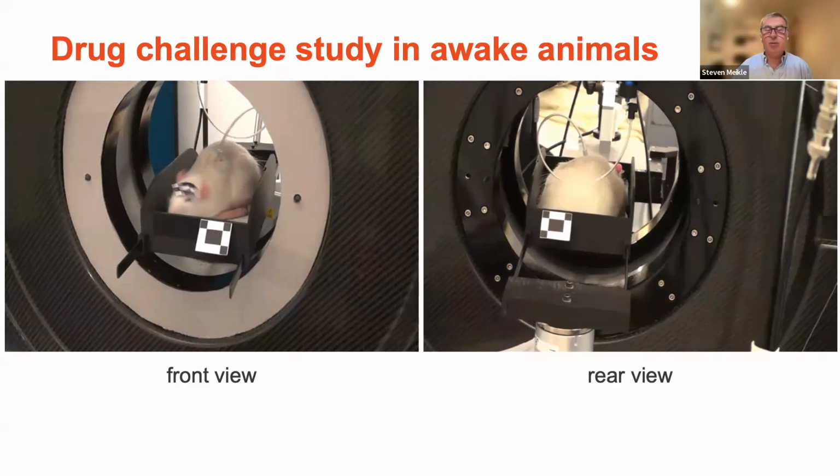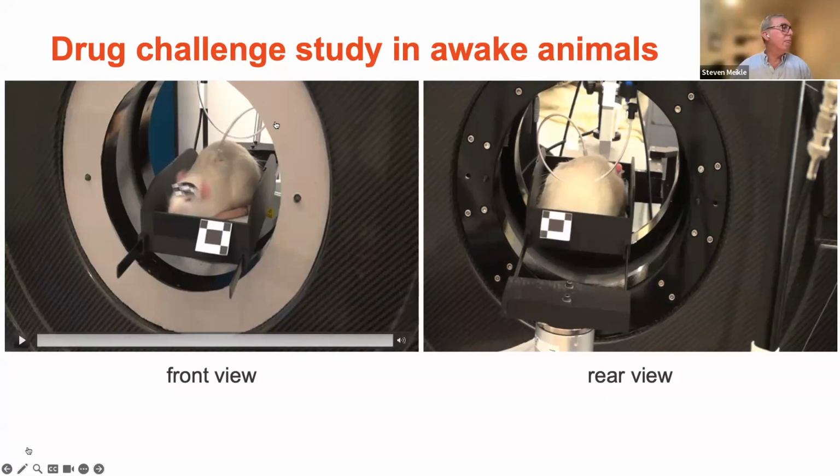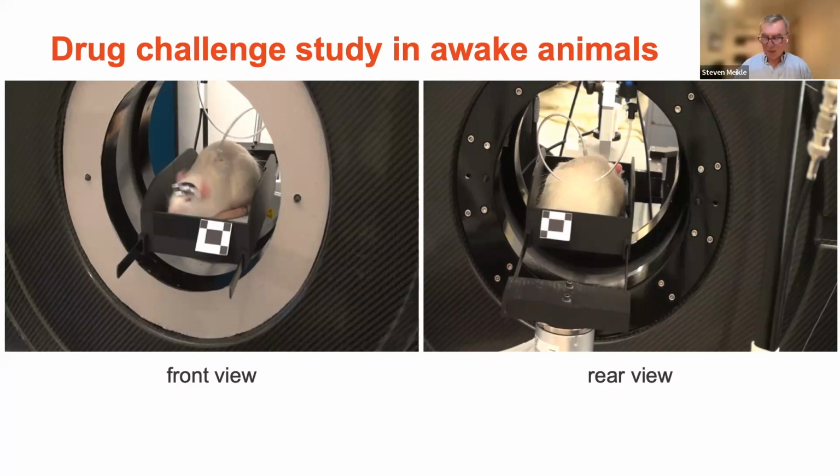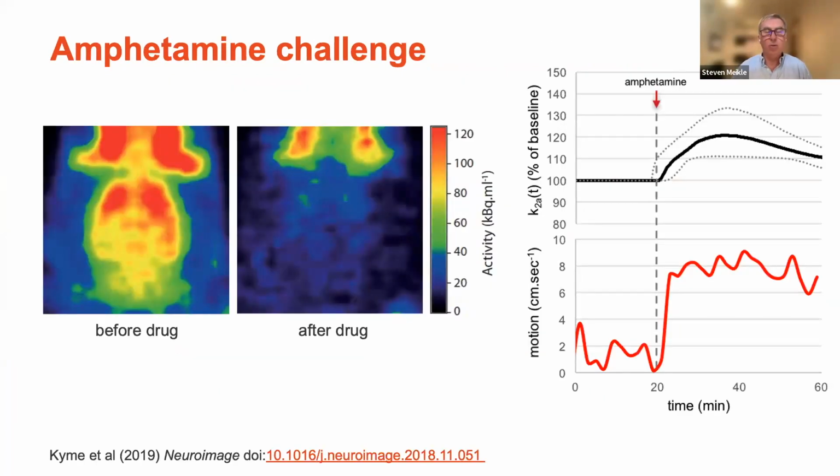So that's the awake animal study, and this was a drug challenge study. You can see the cannula going into a vein that leads to the jugular vein. That's where we administer both the tracer, so this was C11 raclopride, and the drug, which in this case was either amphetamine or saline.